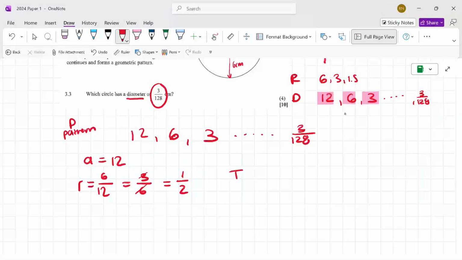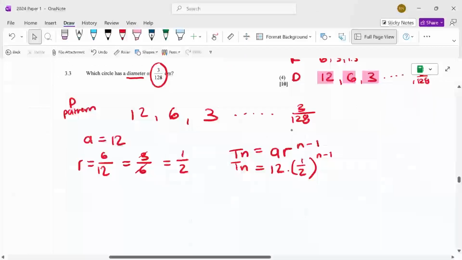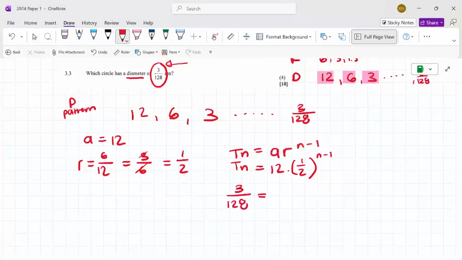And so if I'm looking at writing out my Tn formula, Tn is equal to A times R to the power of n minus 1, right? And so we know my A is 12 times R, which is 1/2, to the power of n minus 1. This is my Tn formula. We're looking for the n value that gives us a Tn of 3 over 128. So we can write it here as 3 over 128 is equal to 12 times 1/2 to the power of n minus 1, right?